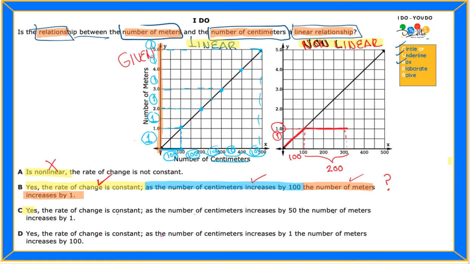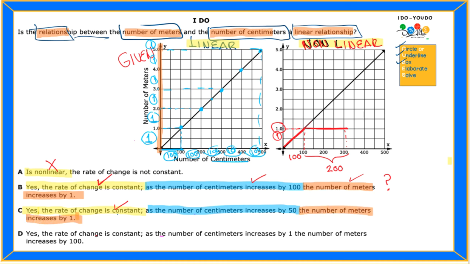It says, yes, the yes implies that it's really linear. The rate of change is constant. Okay, so they're right on this statement. Now let's check the next one. As the number of centimeters increased by 50, let's read this. The number of meters increases by 1.